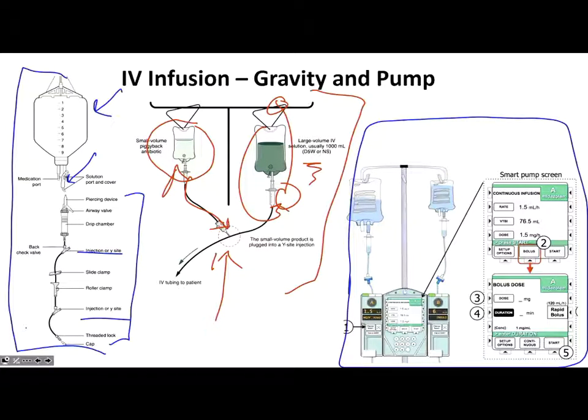So you can see in the example of the smart pump, we have the same two bags. We have a large volume on the left there and a kind of smaller volume on the right. But instead of having to use gravity to pull the fluid in, the pump will use peristalsis and the little wheel that turns in there and kind of pull the fluid into the person. And we can program that in there.